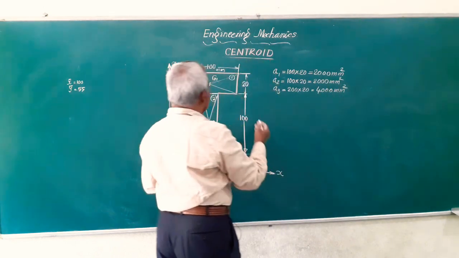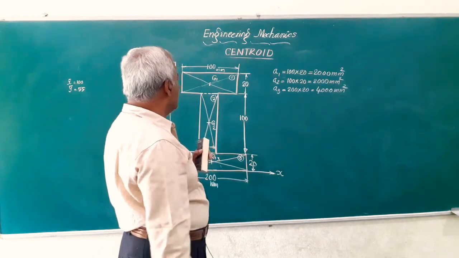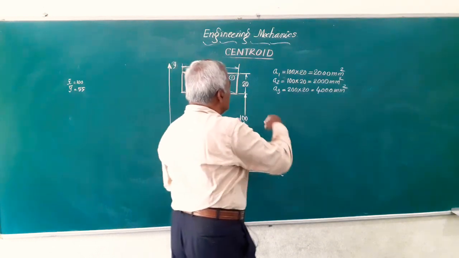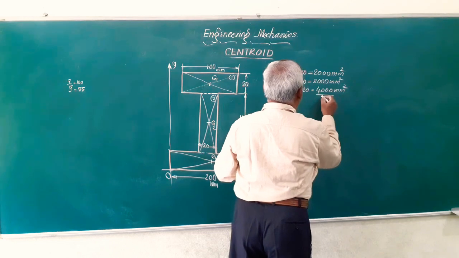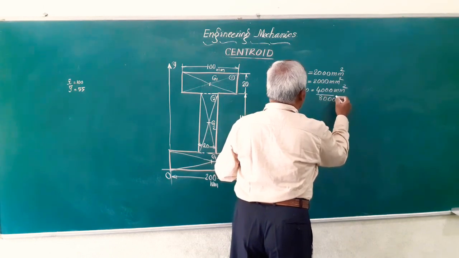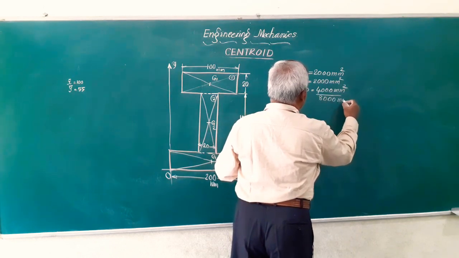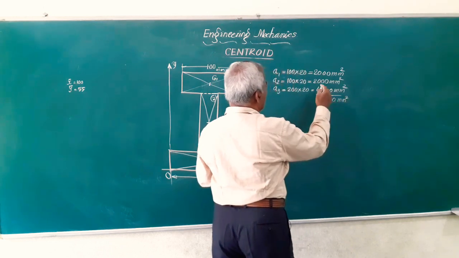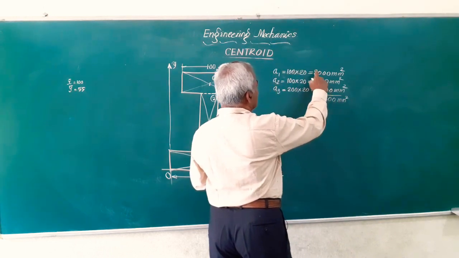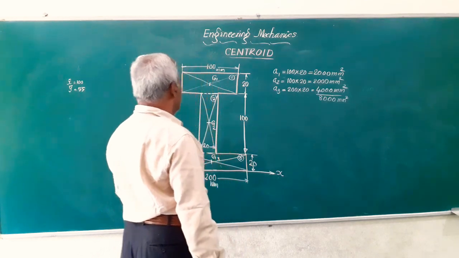Friends, we have found the areas of all these figures, and if you add all these areas, it comes to 8000. The total area is 8000 square millimeter: 4000 plus 2000 is 6000, plus 2000 is 8000 mm square.